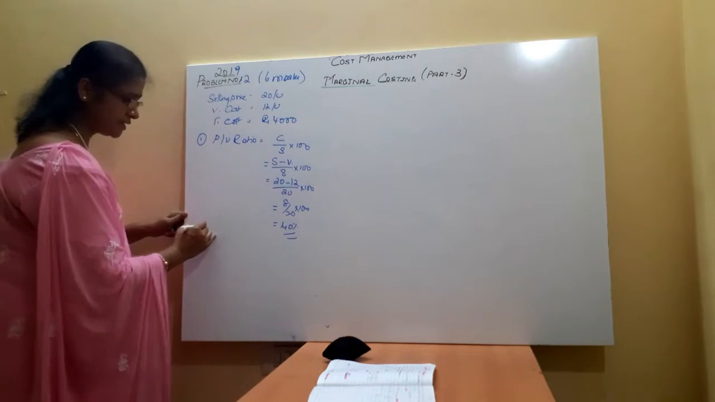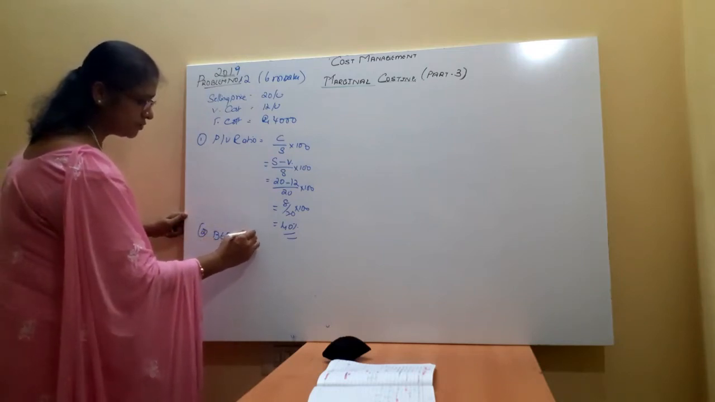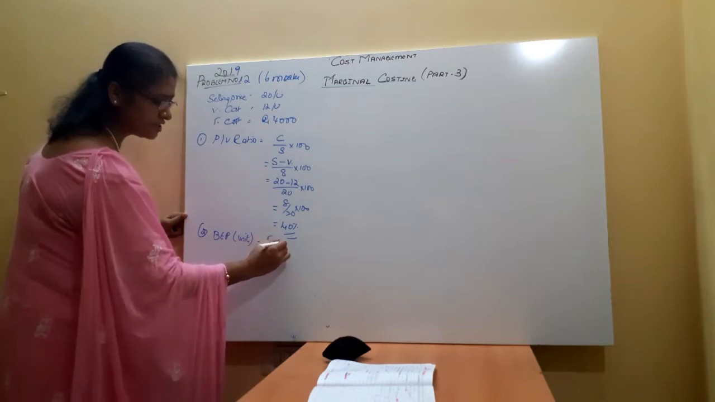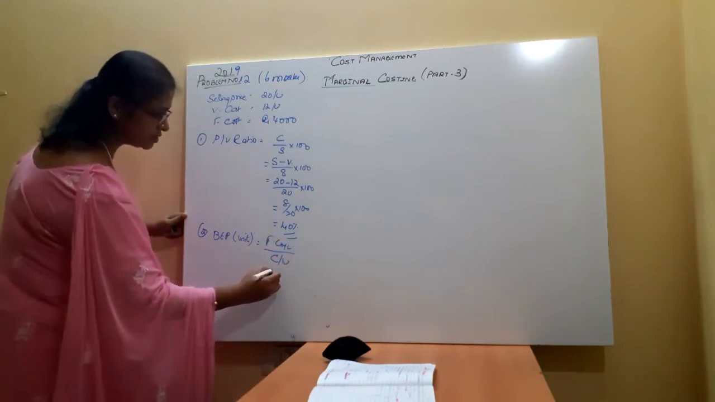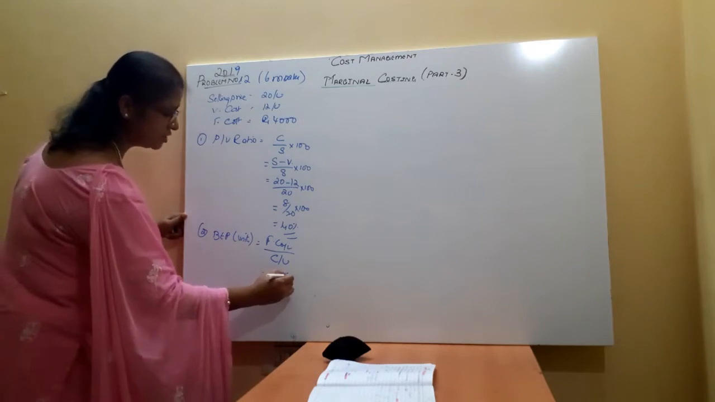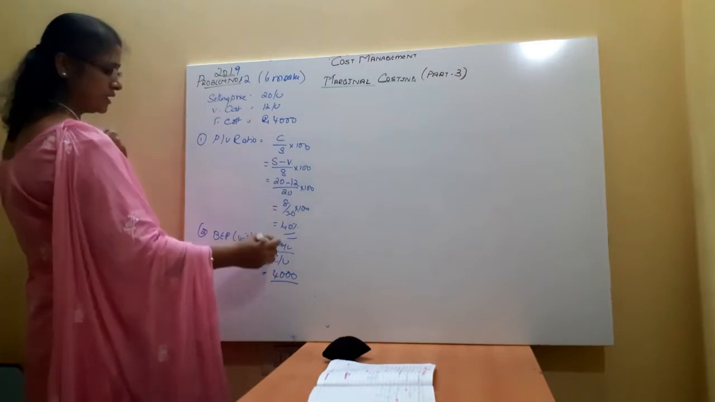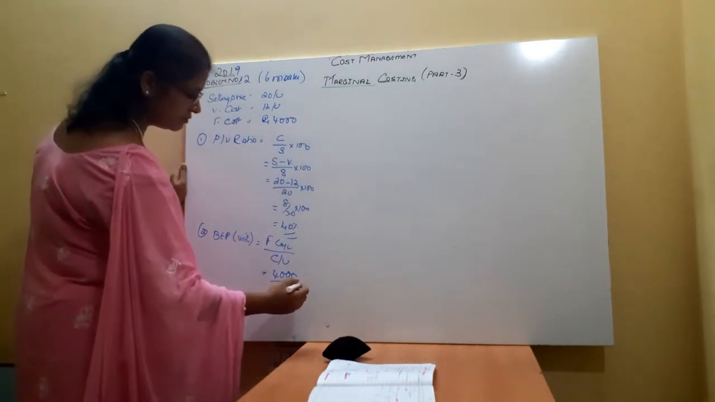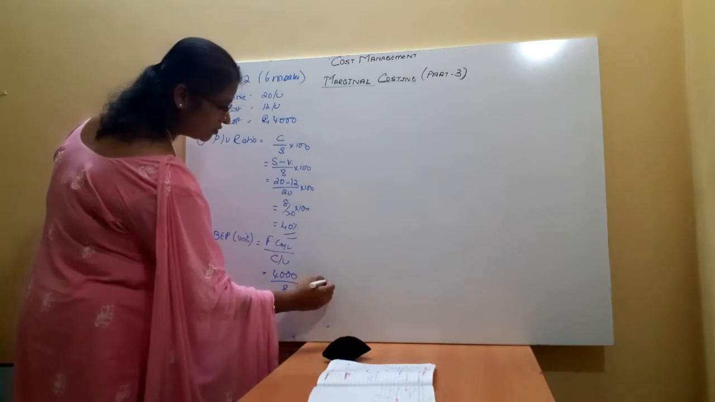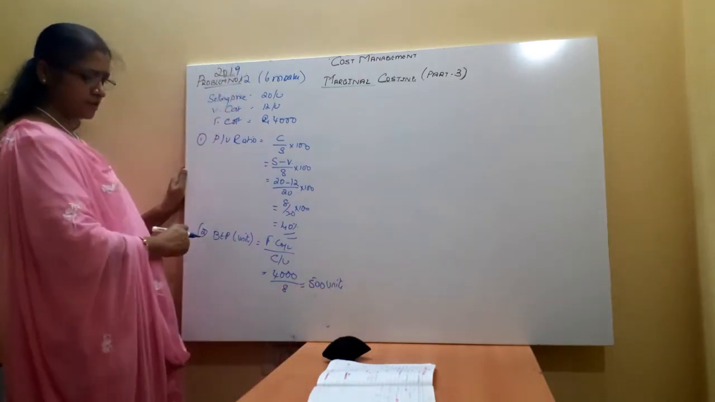Then the second thing he has asked you to find is the BEP in units. So BEP in units is fixed cost divided by contribution per unit. So fixed cost they have given you as 4,000. Contribution per unit is 20 minus 12. You've got it as 8 per unit. So 4,000 divided by 8. The number of units under BEP is 500 units.